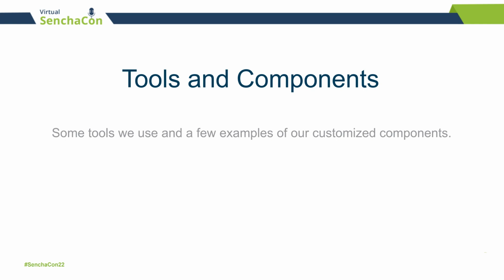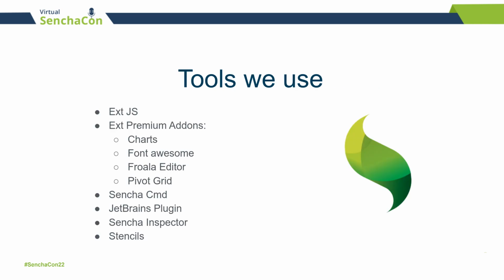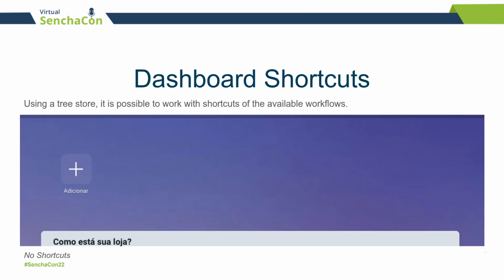Now I will show you some tools we use and a few examples of customized components. Tools that we use: Ext JS, of course, Ext Premium add-ons, charts, Font Awesome, Froala Editor, Pivot Grid, Sencha CMD, JetBrains plugin, Sencha Inspector, and Stencil. Now some screenshots of our system. Here, using a 3-star, it's possible to work with shortcuts of the available workflows in a dashboard. And this example is our dashboard without shortcuts, okay? After, I will show you this system screen when I present the system, okay?